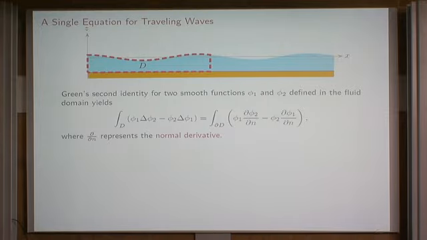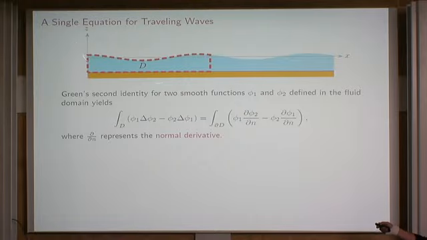So we're going to start with Green's second identity, where for two functions, phi1 and phi2, we can combine them in this way and show that their integral over some domain is just equivalent to the corresponding integral on the boundary of the domain, which involves the normal derivatives pointing outward.